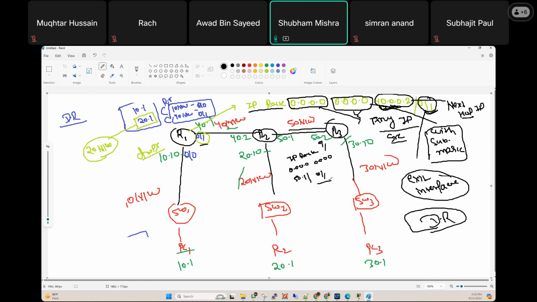So basically, what is the use of the default gateway? If the router doesn't know where it needs to forward the packet, you can configure the default route, and on the basis of the default route, the router will take the forwarding decision. Understand, everyone? Anyone who does not understand? So that is called default routing.